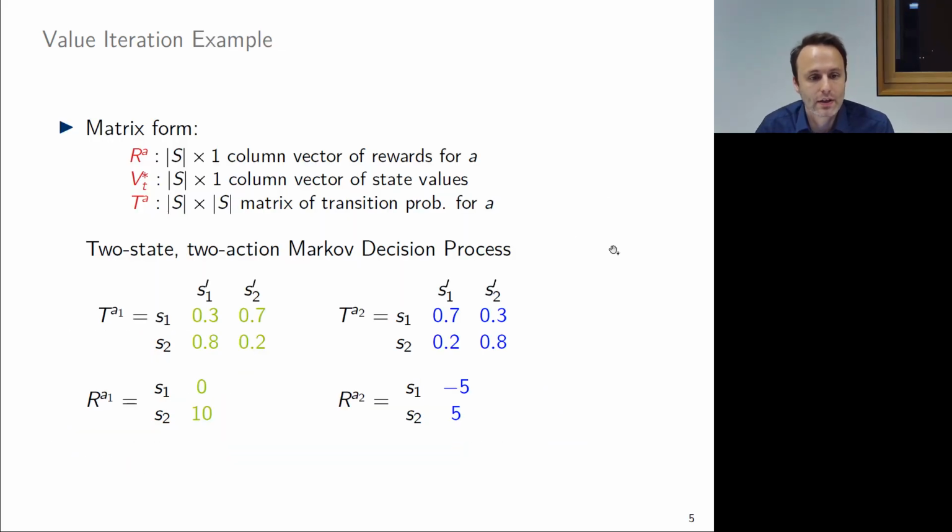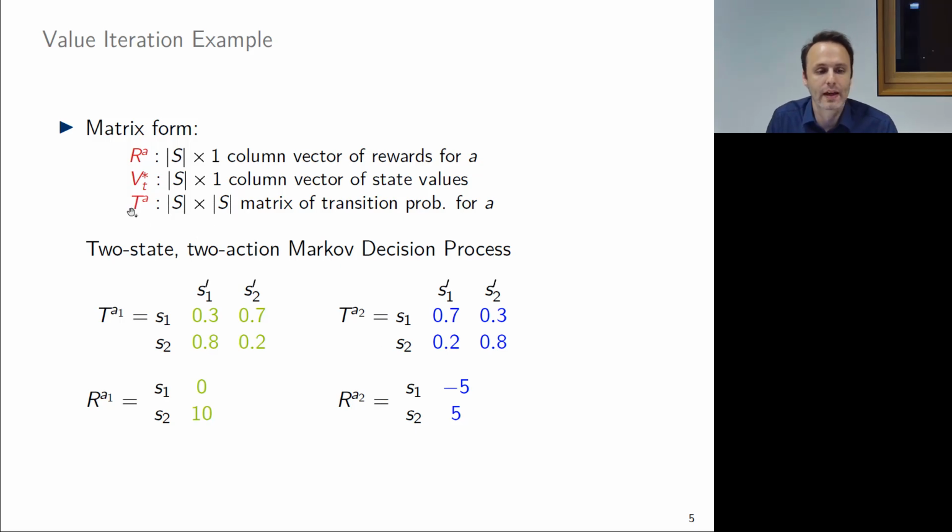Now let's take a look at a simple example where we want to take this into matrix notation. And for this we write up a column vector for rewards for each action A. And here you see RA1, that's the reward vector for the action A1. So here for each of the states S1 and S2, we have two numbers, 0 and 10. And for action 2, we also have a reward vector with a -5 and +5.